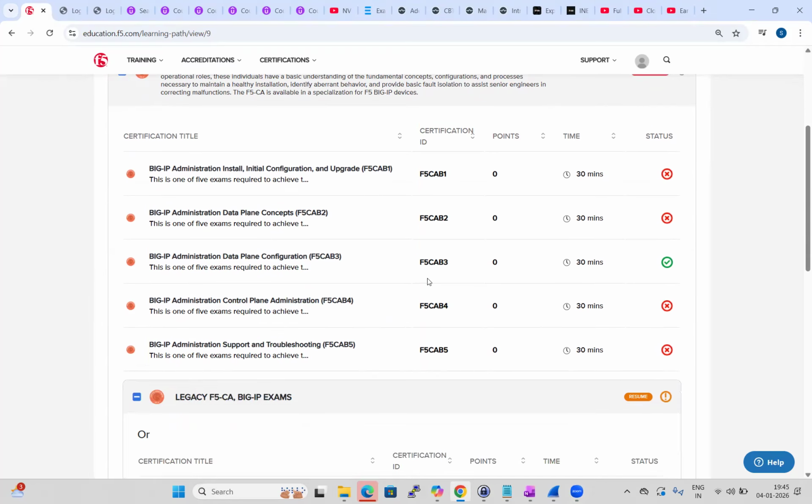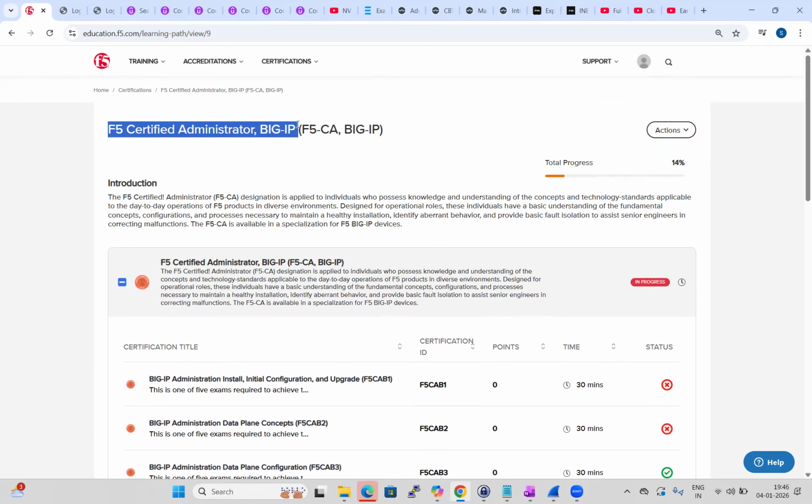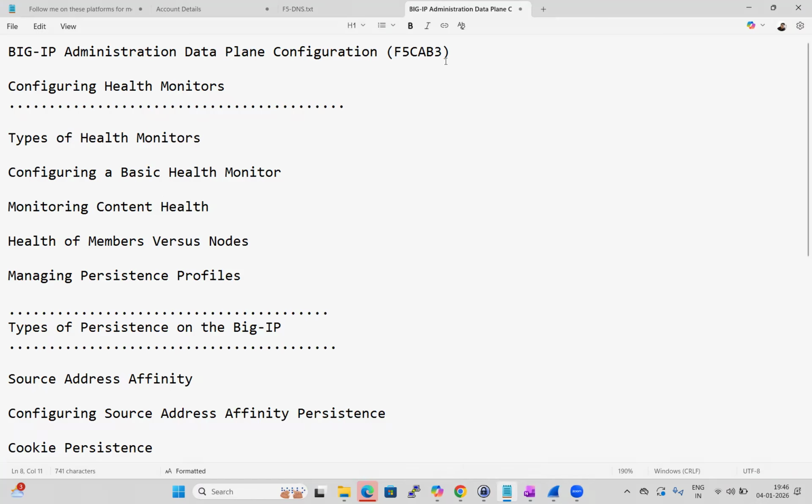Once I pass each one, accordingly I'm going to share the content on how we can do that. Recently I passed CAB4 as well, and it is also going to be so green. We need to clear all five, then we will become F5 Certified Administrators. So for passing CAB3, guys, here is the study I did and the practice I did.